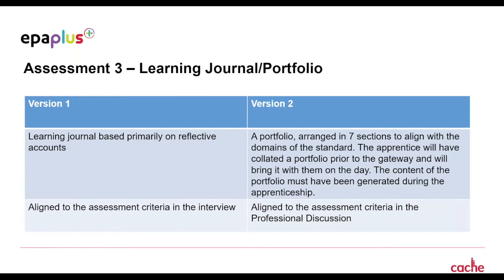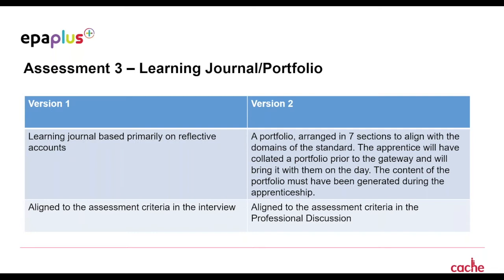So now to look at the learning journal portfolio in the third assessment for both of these versions. And this is looking specifically at the evidence that underpins, so that learning journal and the portfolio, not the interview or the professional discussion that goes alongside. So for the old version, it was a learning journal that was based primarily on reflective accounts. And then they were all aligned to the assessment criteria that took place in the interview. And then the interview was conducted on the basis of those reflective accounts.